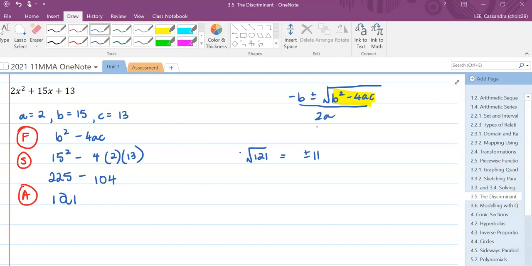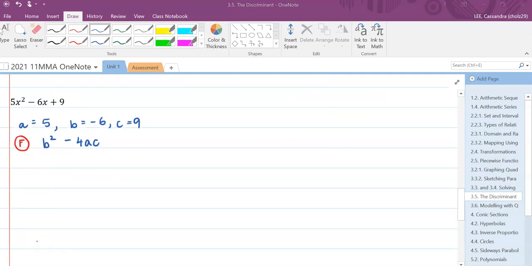Okay, so let's move a little bit quicker through this next example now. Here I have my second equation, 5x squared minus 6x plus 9. And we can see that the values for a, b, and c are going to be 5, negative 6, and 9 respectively. So I've got my formula, and just as a reminder, this is the formula that comes from underneath the root sign in the quadratic equation.